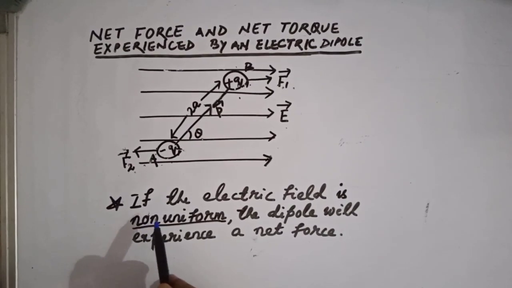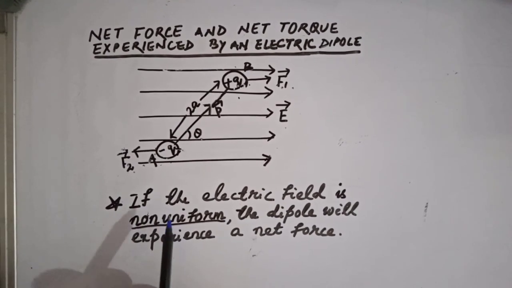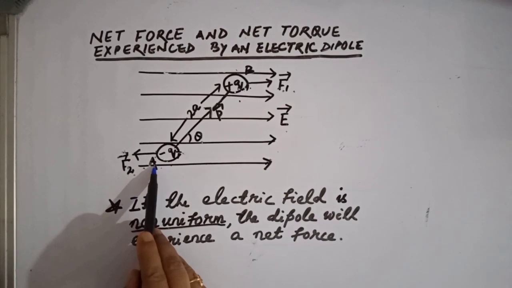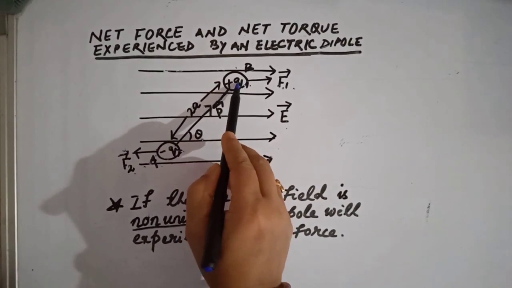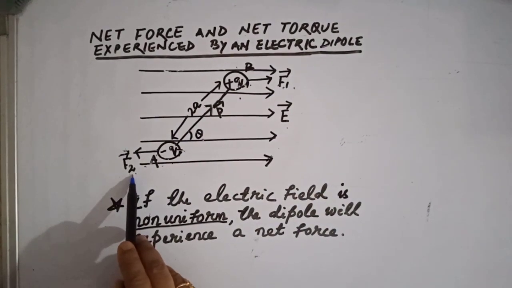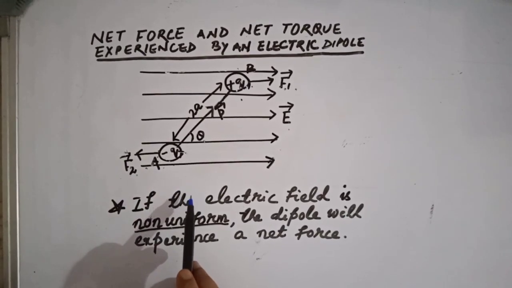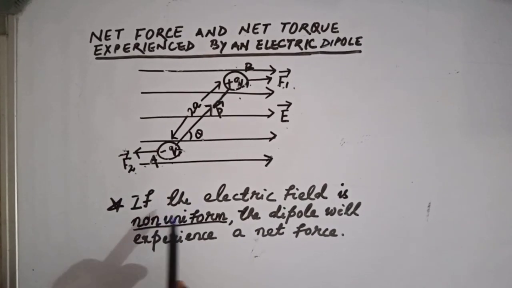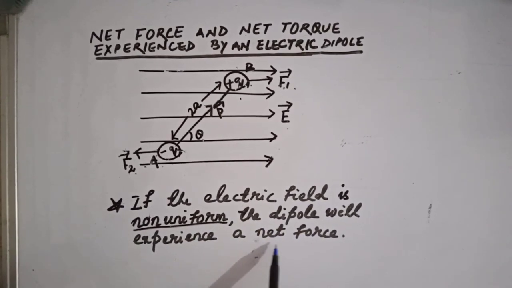If the electric field is non-uniform, that is, the value of the electric field at point A is not equal to the value of the electric field at point B, that is, F1 and F2 values are different, then the dipole will experience a net force. If the electric field is non-uniform, the dipole will experience a net force.